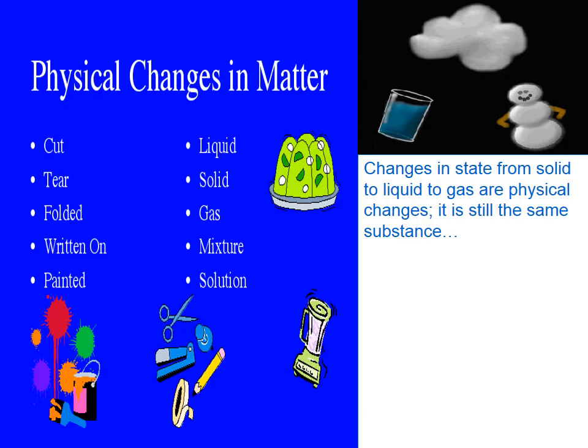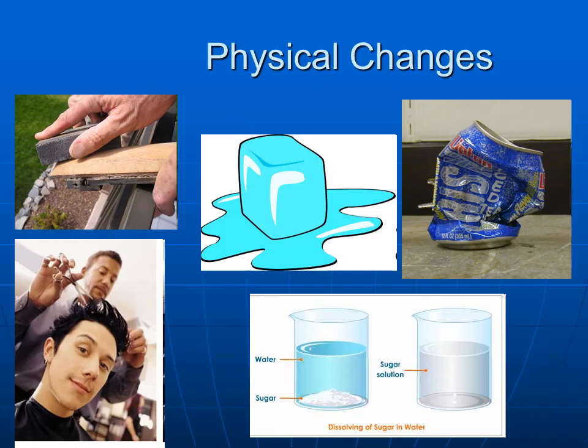So physical changes in matter: cutting something, tearing something, folding something, writing on, painting, solid, liquid, gas, any kind of mixture or any kind of solution where you dissolve something in something else. Those are all physical because it's still the same substance. All right, again, here's some pictures of some physical changes. The first one in the top left is sanding. When you sand a piece of wood, you might be changing its shape and its texture, but it's still made up of wood.